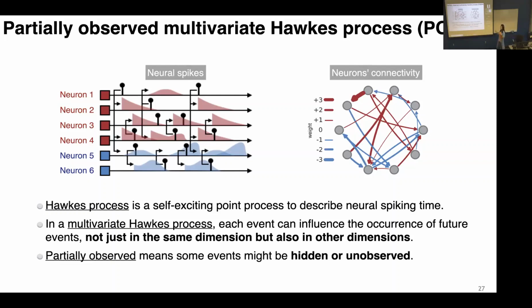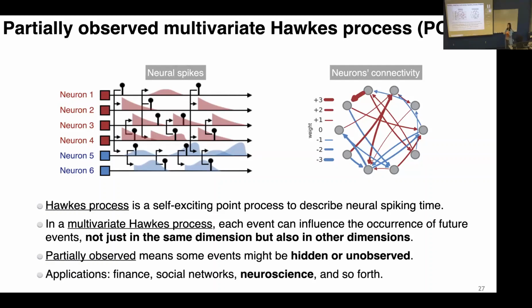And then we extend to the partially observed case, because we might assume some events are not observed, right? Likely in neuroscience, you don't collect all the neurons that are interacting with each other. Due to the limitation of the recording, you might have some neurons that you cannot touch or don't see. So you will get a bunch of hidden events, but these hidden events are really interacting with the other neurons as well. That's why we care about the POMHP in neuroscience, but as I mentioned, they might find their own application in finance, social networks, and a lot of different applications.